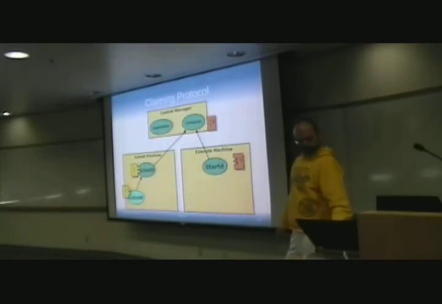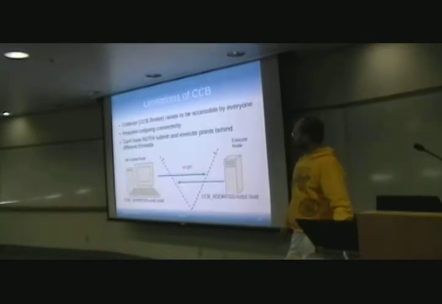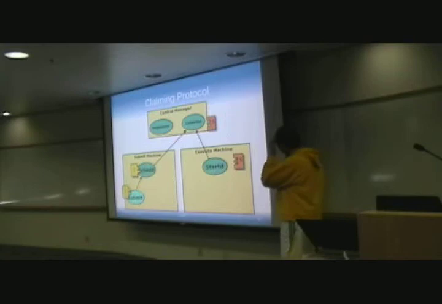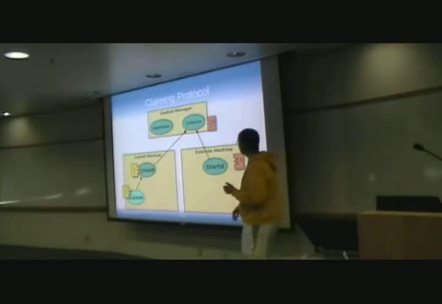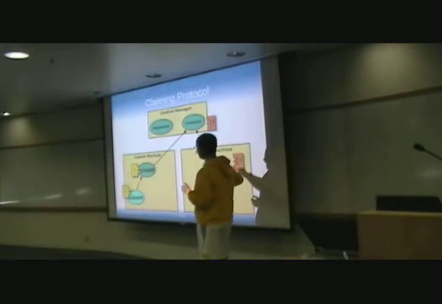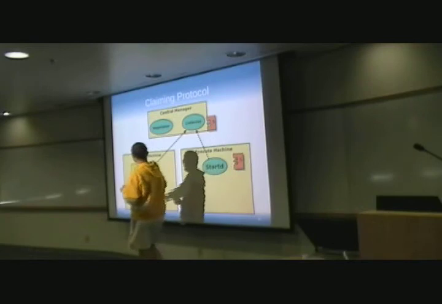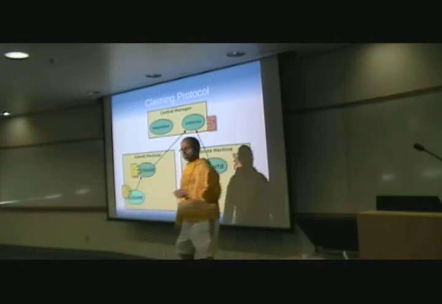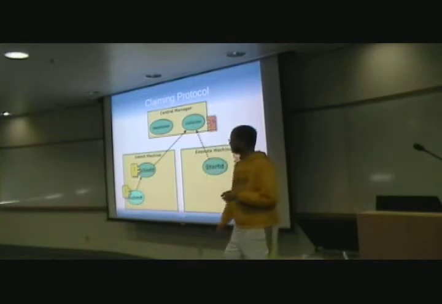Okay. This was all for the high-level description. Let me show you a few slides about how the matchmaking protocol actually works. You start with an execute machine that is empty, and a submit machine that actually has a job that needs to be matched.